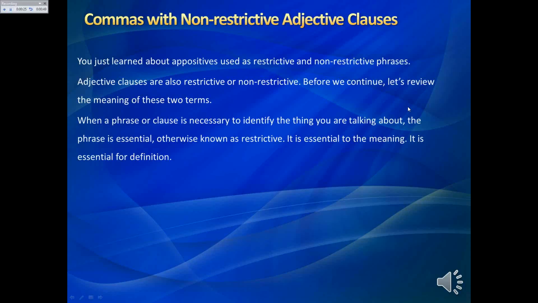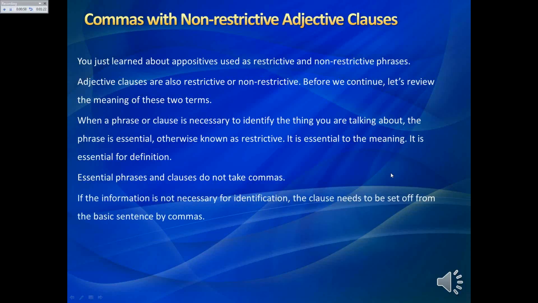When a phrase or clause is necessary to identify the thing you're talking about, the phrase is essential. It's necessary, otherwise known as restrictive. This is the important thing. It's necessary to identify the thing you're talking about. Okay, it's essential to the meaning, essential for definition. Essential phrases and clauses do not take commas. They are necessary for identification. And remember, when you put commas around something, you're basically telling your reader you really don't have to have that.